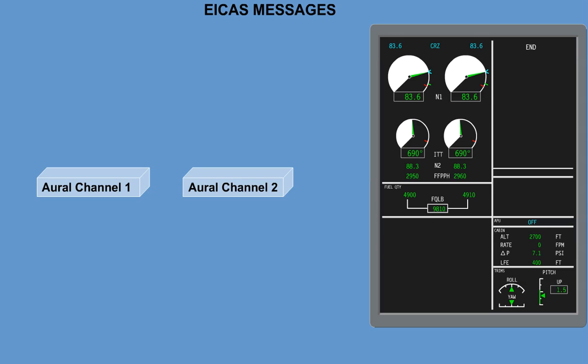ICAS messages. If both aural warning channels are inoperative, an aural warning system fail message is shown on the ICAS display. If only one channel is inoperative, an aural warning system fault message is displayed.